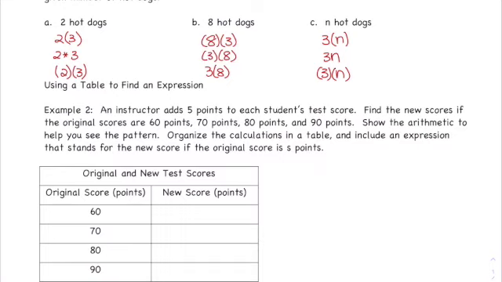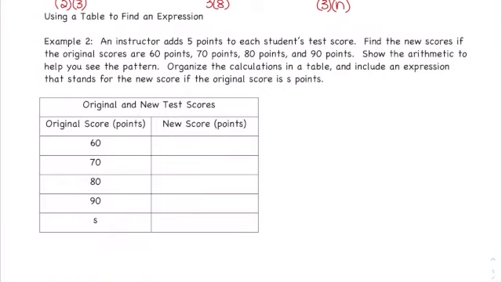We will be using that a lot as we start going into statistics and work through all the different data. So let's read example 2. An instructor adds 5 points to each student's test score. Find the new scores if the original scores are 60 points, 70 points, 80 points, and 90 points. Show the arithmetic to help you see the pattern. Organize calculations in a table and include an expression that stands for the new score if the original score is S points.